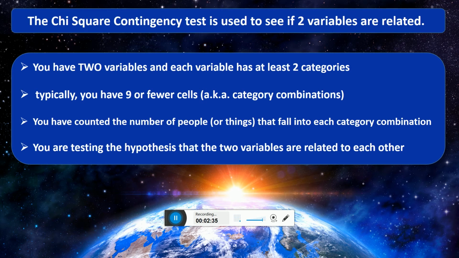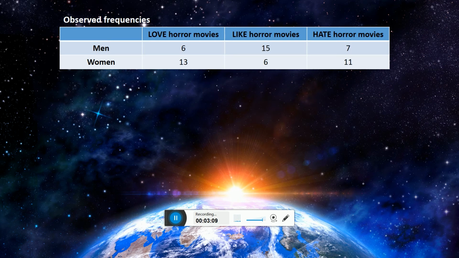All right. Typically, once you look at all the different category combinations, you will have 9 or fewer cells, and that's pretty typical. You have counted the number of people, and again, it doesn't have to be people, it could be things that fall into each category combination. And finally, you are testing the hypothesis that the two variables are related to each other. All right, so I think that this will make a lot more sense once we look at an example.